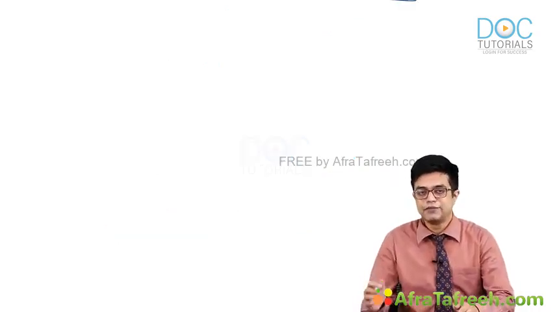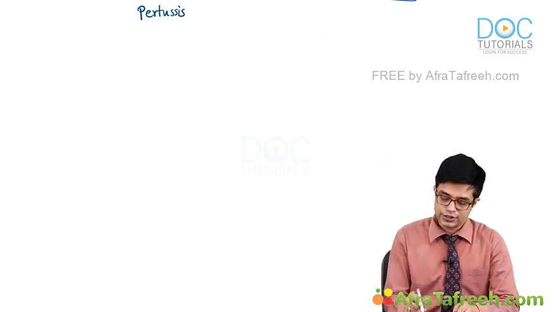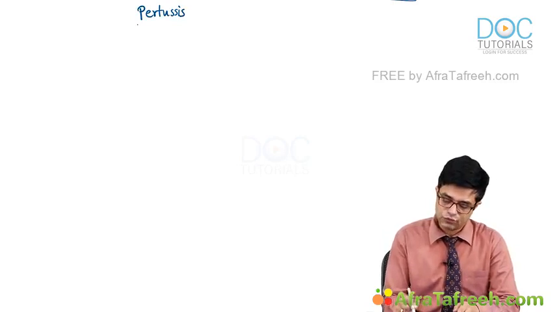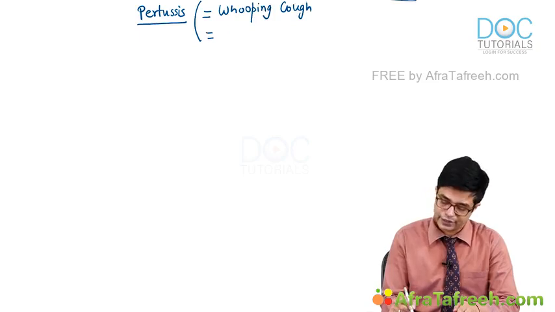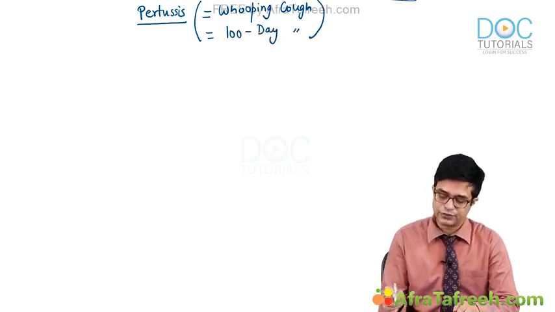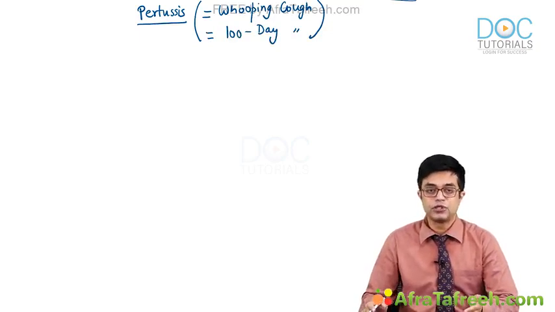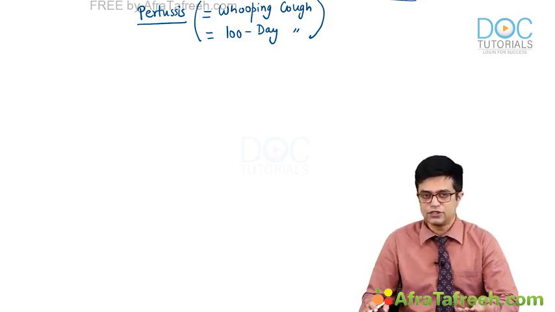The next bacteria we will be discussing is pertussis. Pertussis is also called whooping cough. It is also called 100-day cough. So these are the two alternative names. Which is the better term? The term pertussis is better because pertussis literally means violent cough, which is always present in these children.